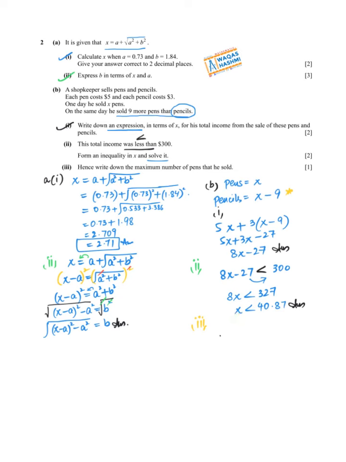If on a number line I need to explain that part, let's suppose it's 40, let's suppose it's 41, right? The number we are getting here is 40.87. So if I'm going to ask what is the maximum possible integer value, because the number of pens cannot be in decimal, we need to find out the integer value. If it's lesser than 40.87, the maximum possible value is 40. So the maximum possible value for pens is equal to 40, and that is your answer.